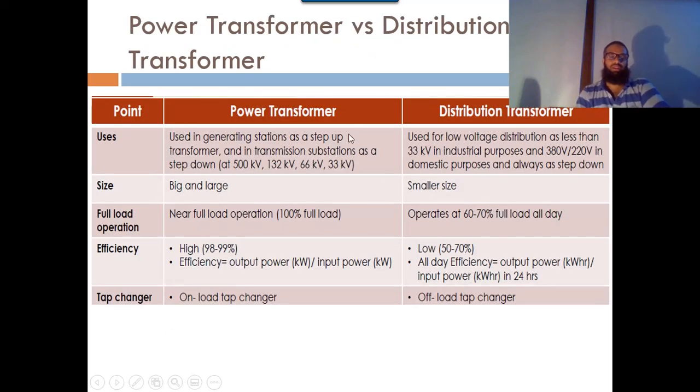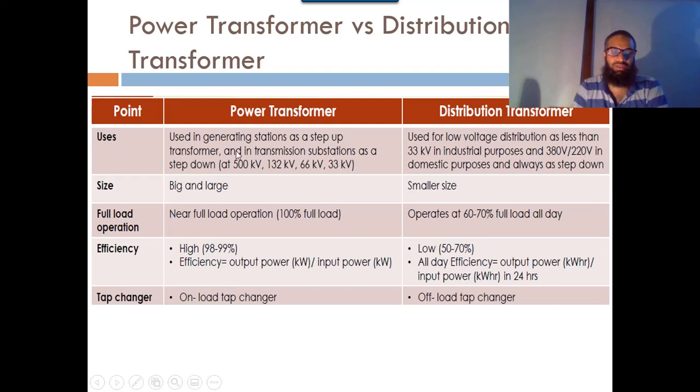So if we compare the transformers, then we have two types of transformer. One is used on the transmission side, and the second one is used on the distribution side. On the transmission side, the input voltage levels are usually 500 kV, 132 kV, 66 kV, or 33 kV. While on the distribution side, the transformer input voltage is 11 kV or 33 kV, while the output voltage is 380 or 220 volts.